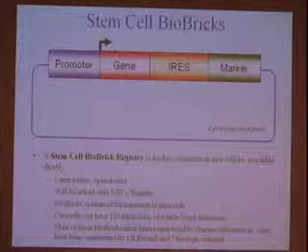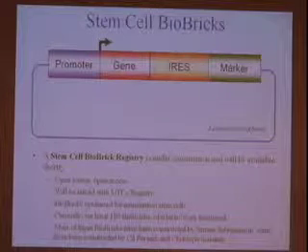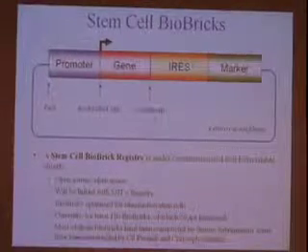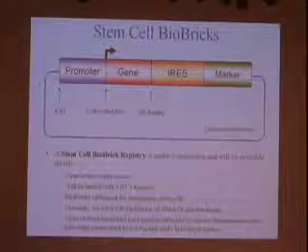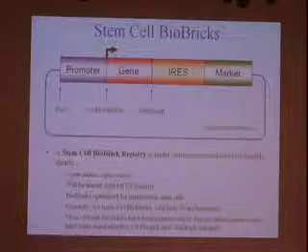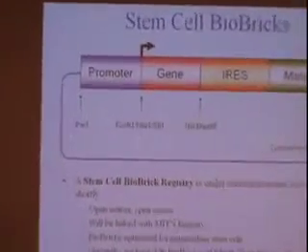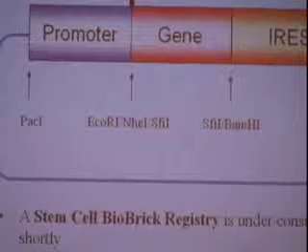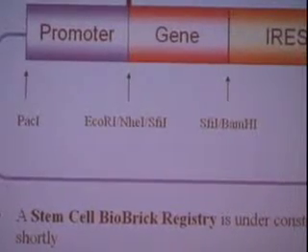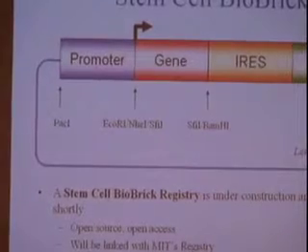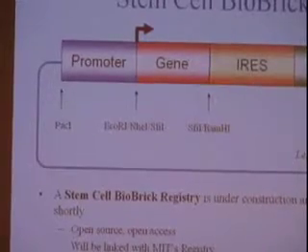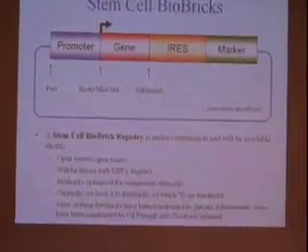This construct is then inserted into a lentiviral backbone, which is used so that we can stably insert the biobrick into the mammalian genome. To create a library of stem cell biobricks, we use these 3 restriction enzymes shown here so that we are able to swap the promoters and genes as desired and dictated by the circuits that we're building. A stem cell biobrick registry is under construction and will be available shortly. It will be open source and open access and will be linked to MIT's registry. Each of the biobricks in this registry will be optimized for mammalian cells. Currently, we have 120 biobricks, of which 70 are functional, which means that they have been verified in embryonic stem cells.